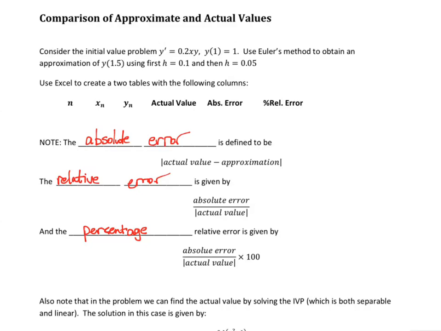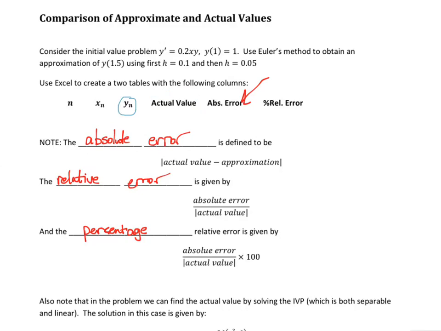The two errors in the columns are actual error and percentage error. Actual error, or absolute error, is the absolute value of the difference between the actual value and the approximation. So for this column, I'm going to subtract this column and this column, and take the absolute value. The absolute value means I always have a positive measure. I don't really care which one's bigger, which one's smaller. I just care how far apart they are.